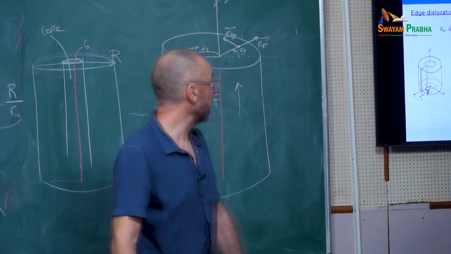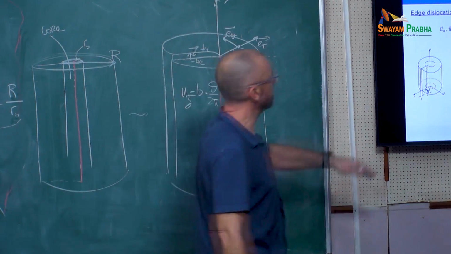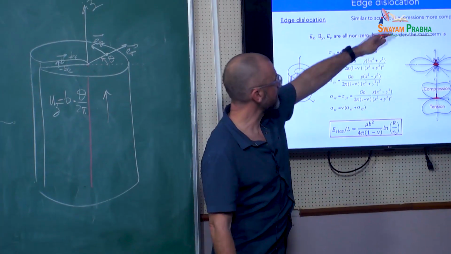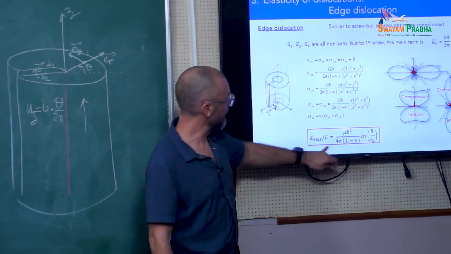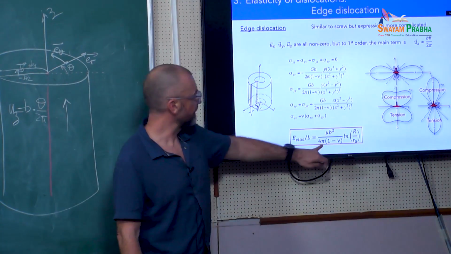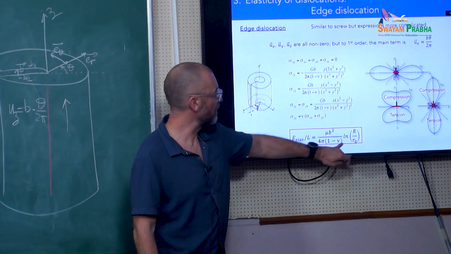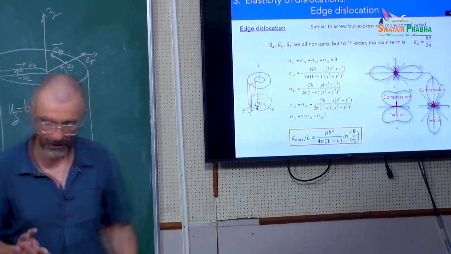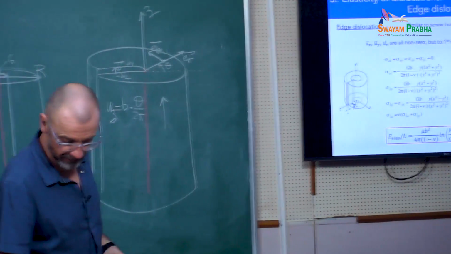Now this is for the edge dislocation. I won't go into the details. It's basically the same except that it's more complicated for the expressions of the stresses and the displacement and so on. The energy is not very different. There's just the 1 over 1 minus nu that differs from the screw dislocation. Otherwise, it's the same expression and same business of divergence.